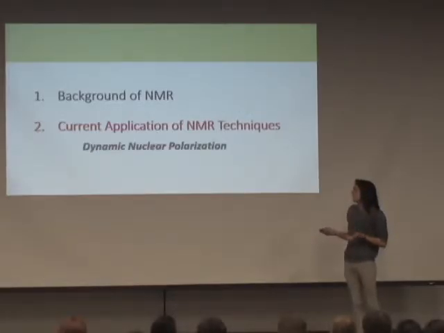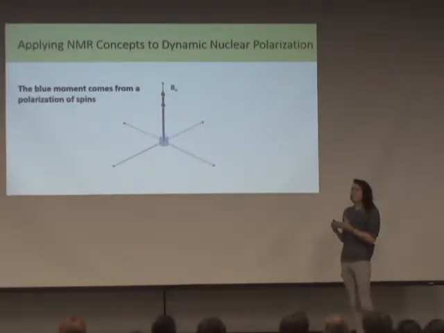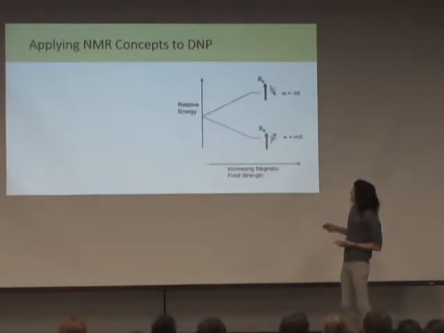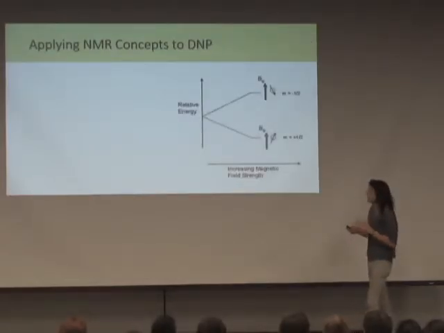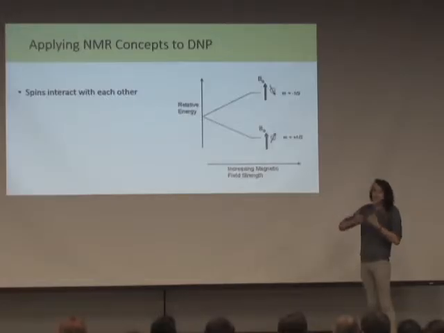So what we're looking at here is a new approach, dynamic nuclear polarization. This blue moment that we discussed earlier, it's important to realize this comes from a polarization of spins. So when we turn on our B0 magnetic field, there are two distinct energy levels that the spins can be in. They can align with the magnetic field, which is the lower energy state, or they can oppose it. And most of them will be in the lower energy state.